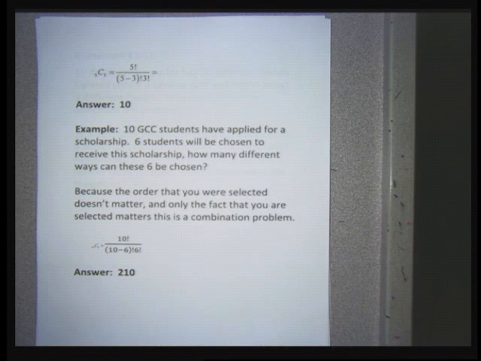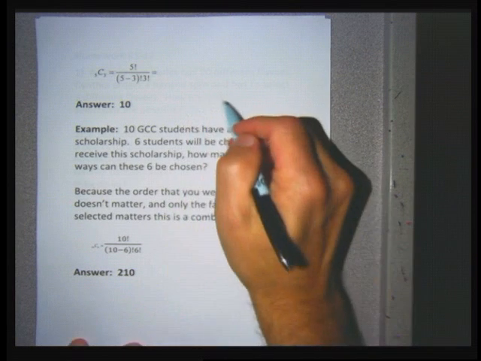If you made 6 lines, 1 for being selected first, 1 for being selected second, all the way up to 1 for being selected last, then you're saying the order that you get selected in is important because maybe the first scholarship is for the most amount of money and the last scholarship is for the least amount of money. And if this was the problem, there are 6 different scholarships for different amounts, then it would be appropriate to use the counting principle, make 6 dashes, put numbers above them, and multiply. But it doesn't say anything about the scholarships being different. So I'm assuming all the scholarships are the same, so I'm assuming this is a combination problem.